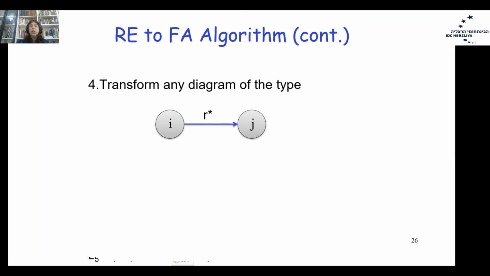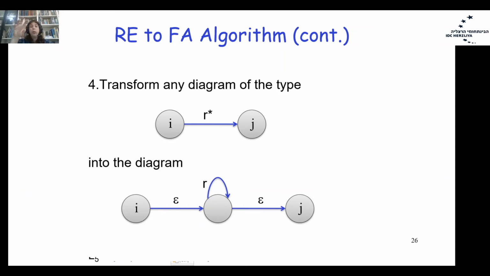The next operation, let's define what we will do for the star operation. If we have r star written between i and j, we will do the following transition. Once again, we will add an additional state between i and j. We will have a self loop with r on this new state, and we will move from i to the new state with an epsilon transition, and we will continue from this new state to j with an epsilon transition, since r star means also an empty word. So we definitely have a possibility to move from i to j with the empty word only.